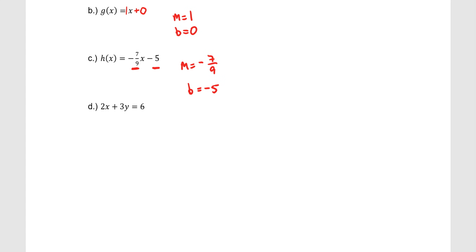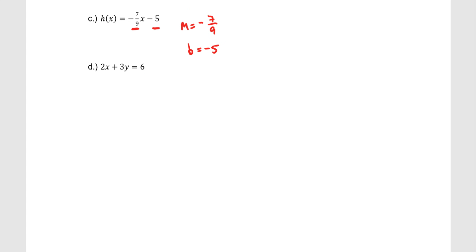And for the last one here, it's a little trickier because this one is not solved for y. So we actually have to solve this for y first. We start by subtracting 2x to the right, and we end up getting 3y equals negative 2x plus 6. Notice that I didn't write it as 6 minus 2x. You could, but it's just good form to have the x first.